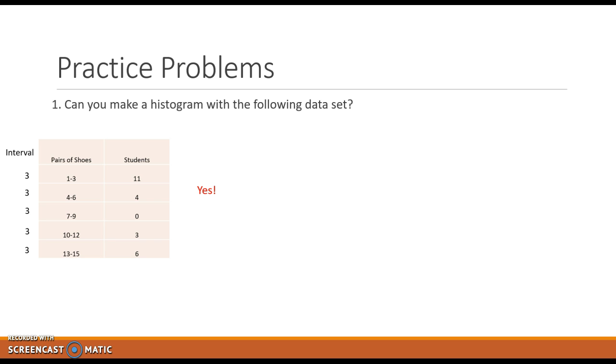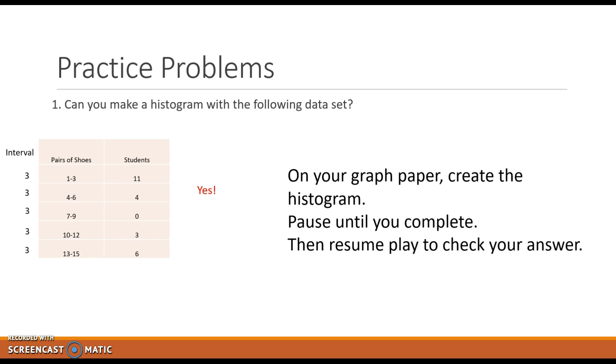And they have to be continuous, right? Are any numbers between the first and last number skipped? No. Every number between 3 and 15 is represented. So the answer is yes, you can make a histogram from this data. So on your graph paper, I want you to create a histogram for this data set. Pause this video now to complete your work and then press play when you're done, and we will review this question.